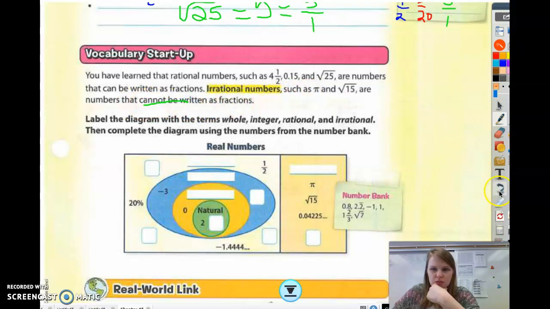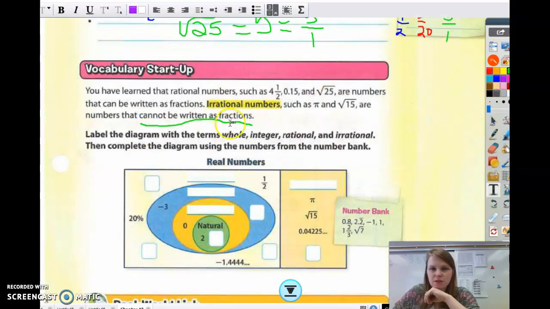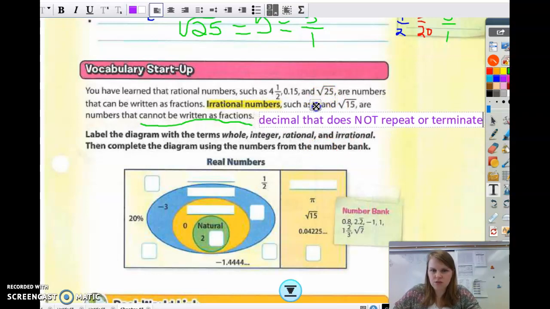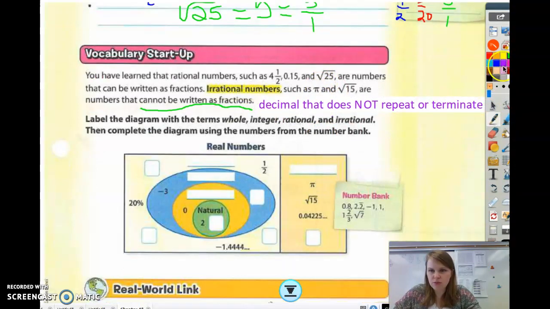Oh, sorry, didn't mean to cross that out. Cannot be written as fractions. That should also say it's a decimal that does not repeat and does not terminate. So I'm going to jot that right here. Decimal that does not repeat or terminate. So what we're saying here, again, those are irrational numbers. Irrational numbers, decimal that does not repeat or end.